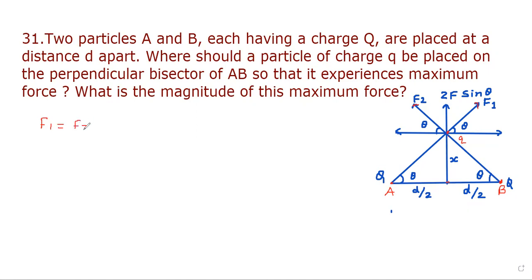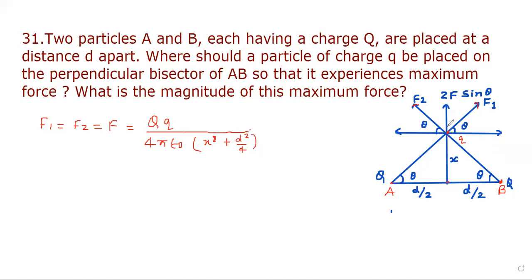F1 equal to F2 equal to, say, F, and that will be equal to capital Q small q divided by 4 pi epsilon naught times this distance squared. So this distance squared will be equal to x square plus d square by 4.